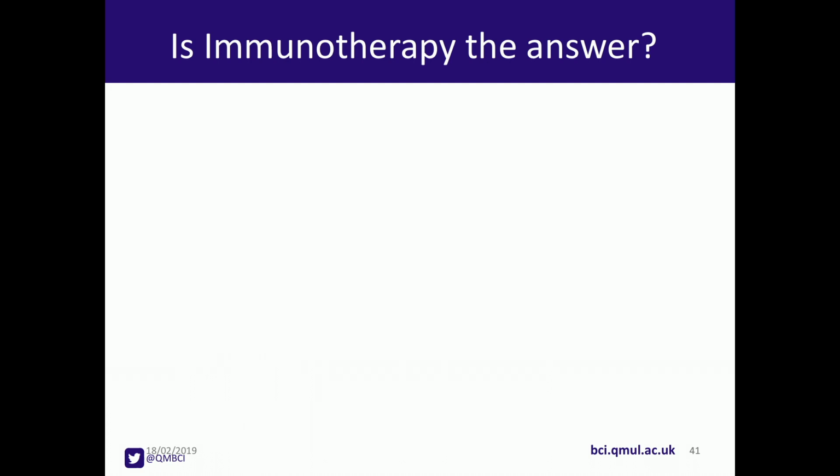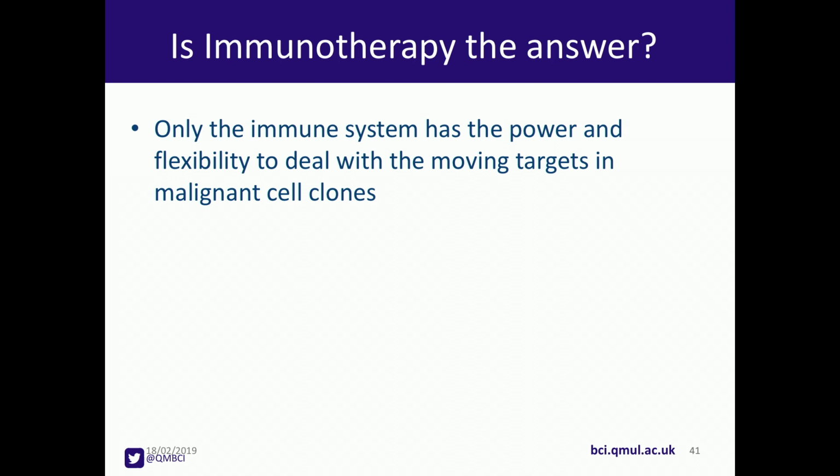So, is immunotherapy the answer? We've learned about the tumour microenvironment. The most powerful cells in that tumour microenvironment are the immune cells. Immunotherapy harnesses our amazing immune system. Only the immune system has the power and flexibility to deal with the moving targets of malignant cell clones. Cancer is evolving in the body the whole time. So only the immune system could cope with that complexity.